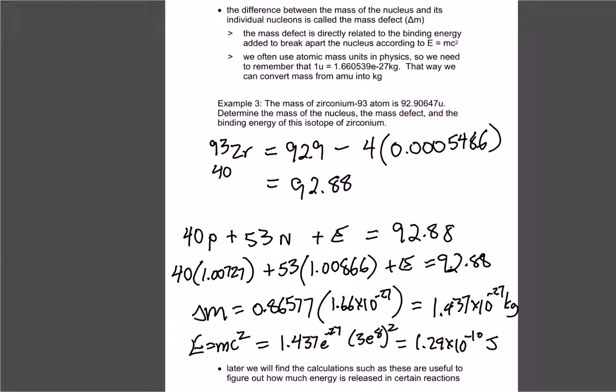Which still doesn't sound like a lot, but if we change that to electron volts, or divide that by 1.6 to the negative 19, we actually get 809 million electron volts, or mega electron volts. So one atom of zirconium, you can see it's 800 million electron volts. So that is somewhat significant amount of energy.